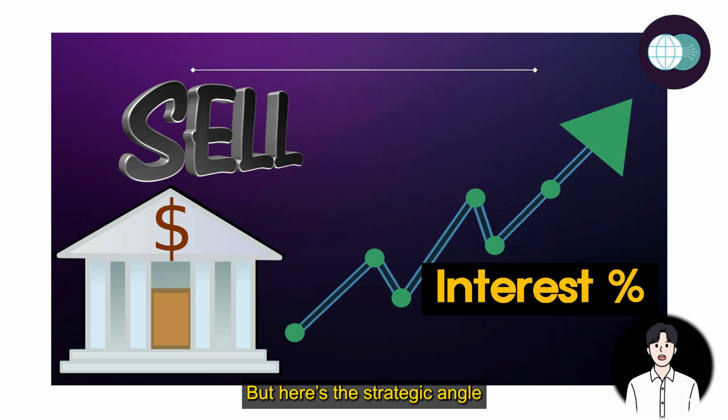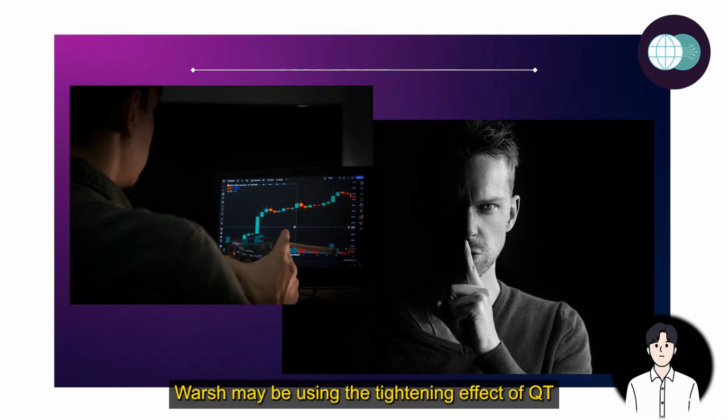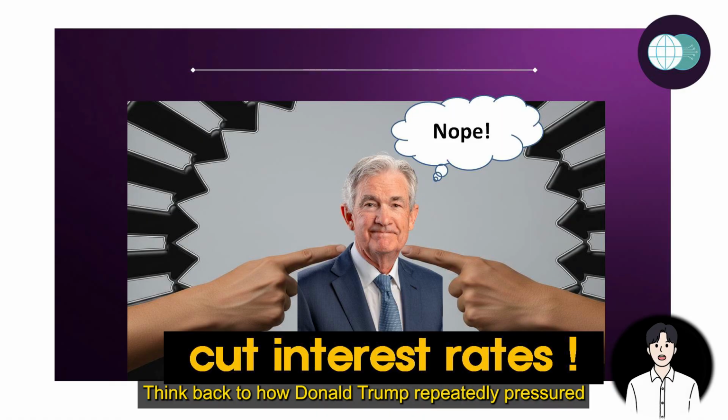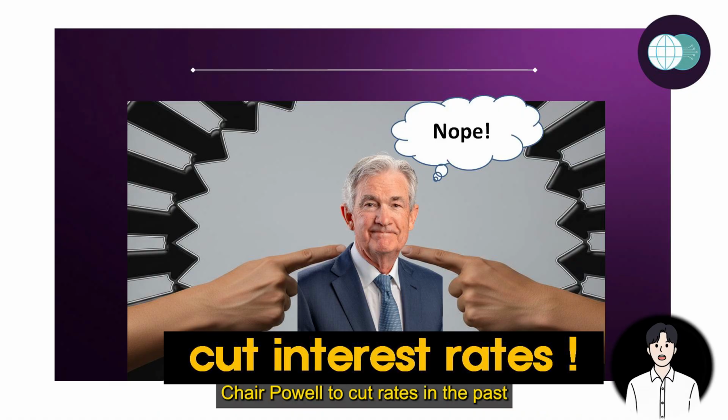But here's the strategic angle. Warsh may be using the tightening effect of QT as policy cover to cut benchmark interest rates significantly down the line. Think back to how Donald Trump repeatedly pressured Chair Powell to cut rates in the past. But Powell held his ground.